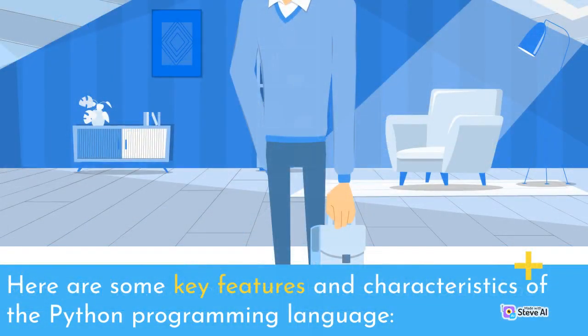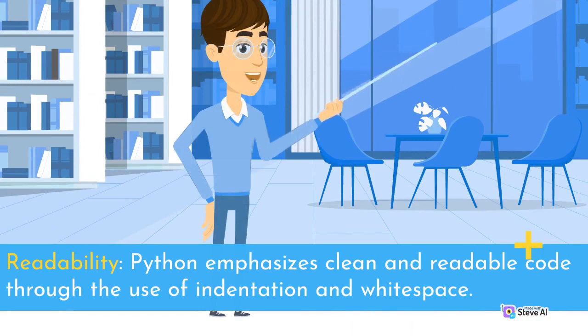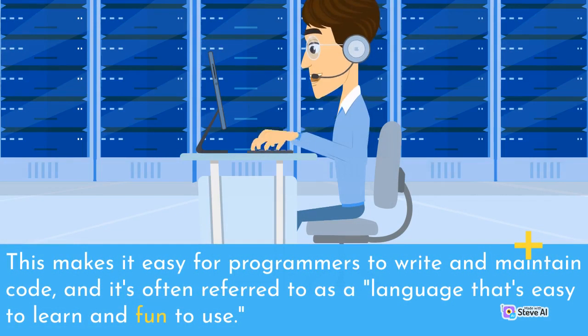Here are some key features and characteristics of the Python programming language. Readability. Python emphasizes clean and readable code through the use of indentation and white space. This makes it easy for programmers to write and maintain code, and it's often referred to as a language that's easy to learn and fun to use.